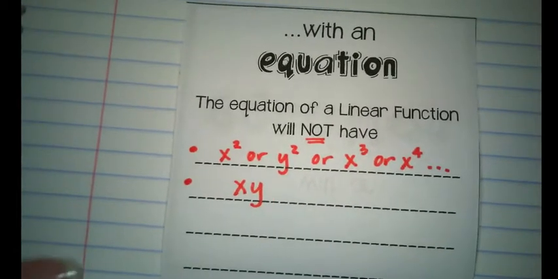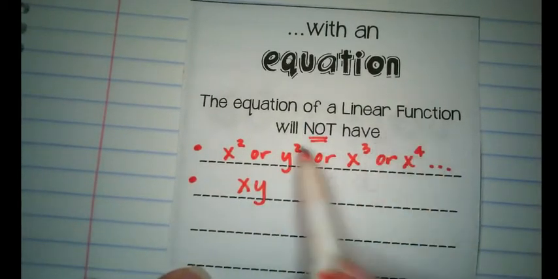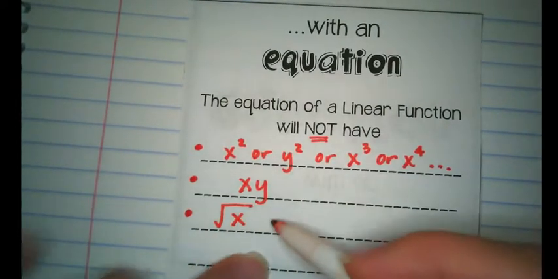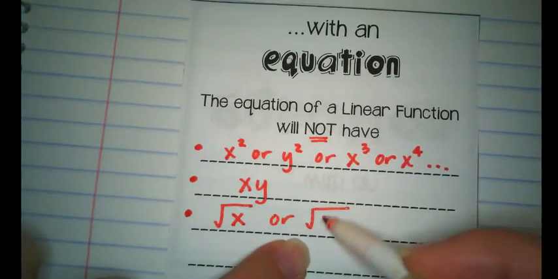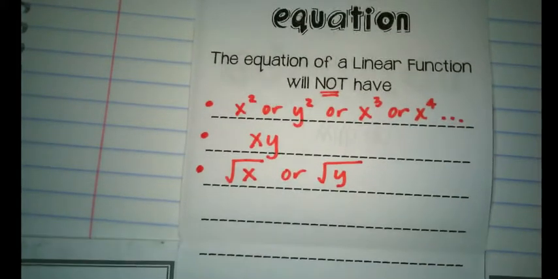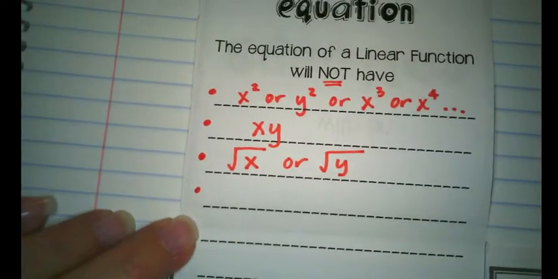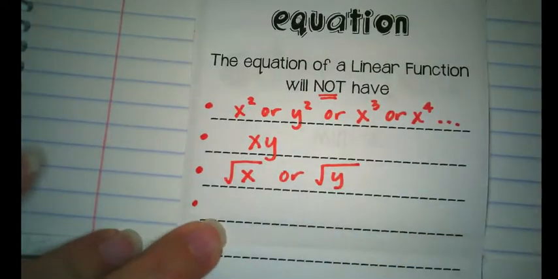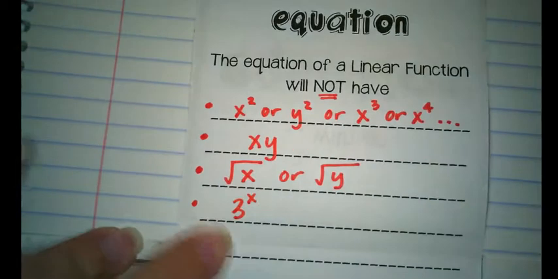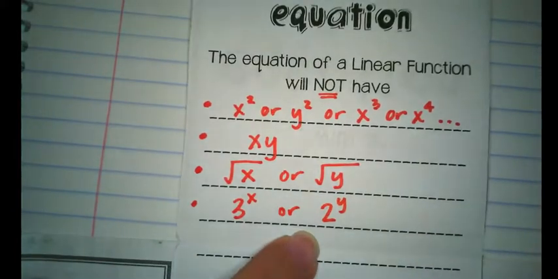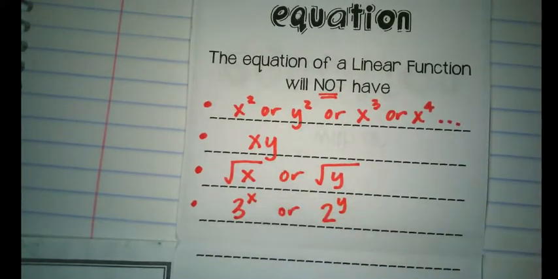All right, next thing that a linear function will not have is a square root of x or a square root of y. So your variables are not going to be inside square roots. All right, the next thing that a linear function will not have in its equation is x as the exponent. So 3 to the x, or it won't have 2 to the y. So you cannot have the variable as the exponent.